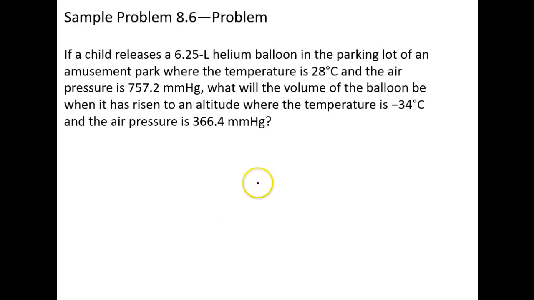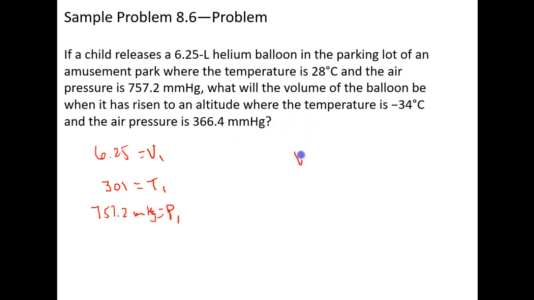Okay, so here's a perfect practice problem. If a child releases a 6.25 liter balloon, so that's my V1, in an amusement park with a temperature of 28 degrees Celsius, remember we have to convert that to Kelvin, so that's 301 Kelvin. That's T1. With the air pressure, here's my pressure, 757.2 millimeters of mercury. That is my P1.